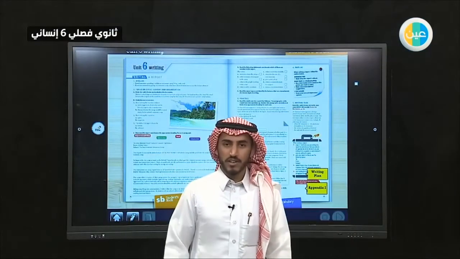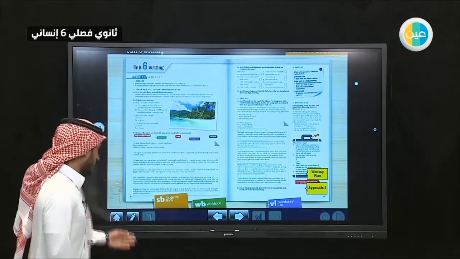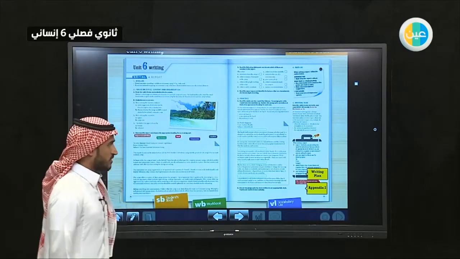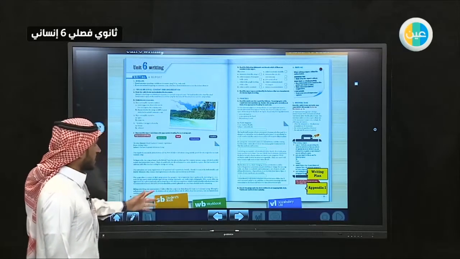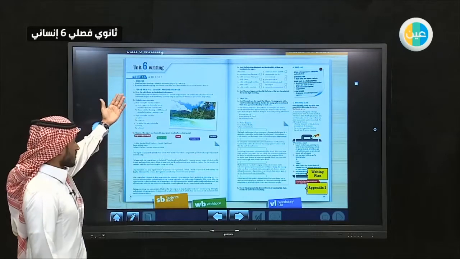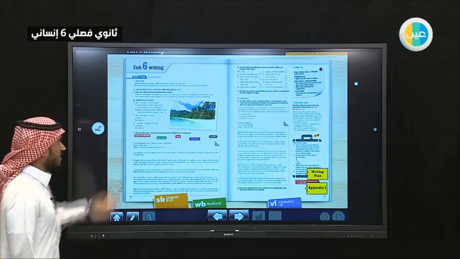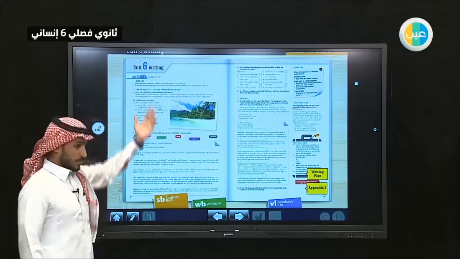Good morning, everyone. Today we have a new lesson in our book, Traveler 6, on page 74 and 75. In the previous lesson, we talked about this part of the page, on page 74. We started by stating that we have a writing lesson and we are concerned today with writing a report.